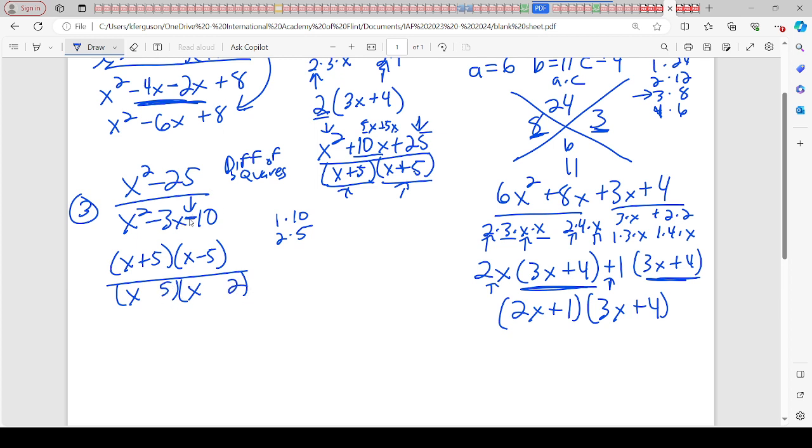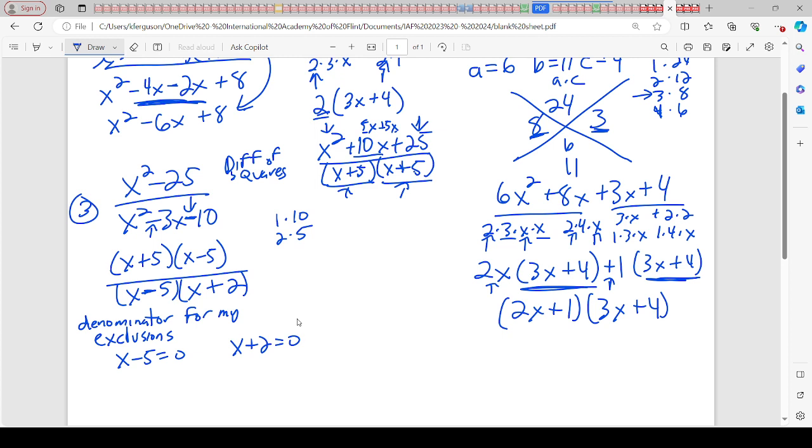So 5 and 2 are my numbers. Now, when this sign is minus, I look at the middle sign, and that sign goes to my highest number. Well, I've got 5 and 2. 5 is the highest number, so 5 gets the minus sign, and 2 gets the plus sign. So now that I've got this factored out, I'll look at the denominator for my exclusions. So I've got x minus 5 equals 0, and x plus 2 equals 0.